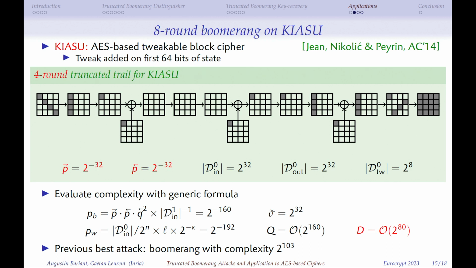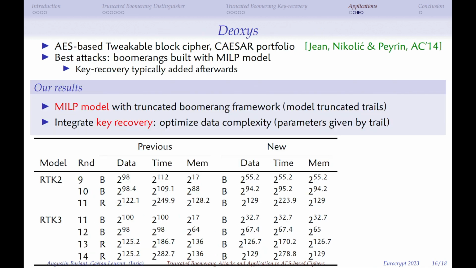But by doing this systematic analysis, we actually get much better results, because now we can integrate a lot of tricks inside, and we get a nice improvement. So another application is Deoxys, which is another tweakable block cipher based on AES. In this case, the trails are quite messy, so I will not show them. And in fact, in previous works, they've been obtained with a MILP model. And we're going to do the same.